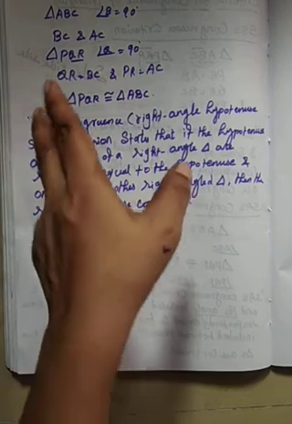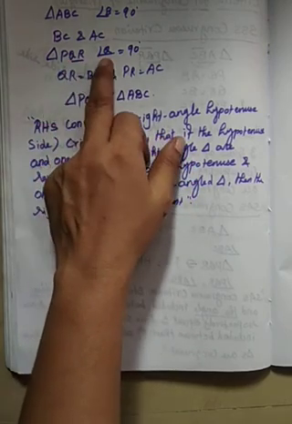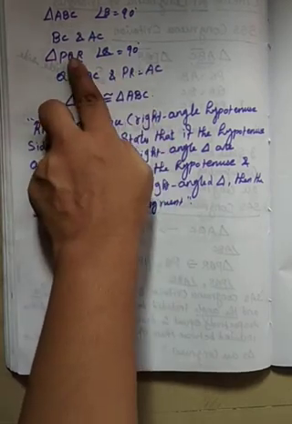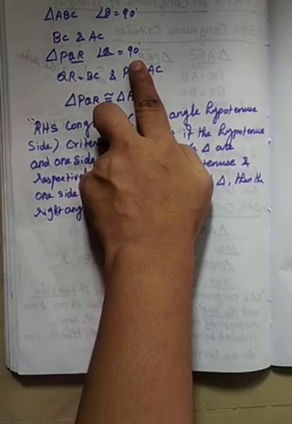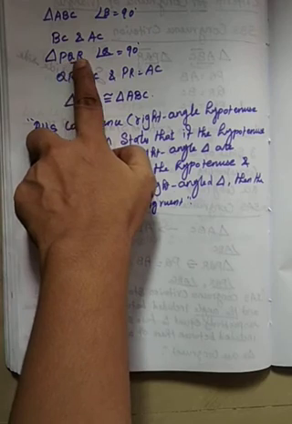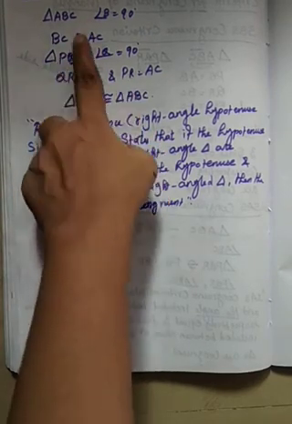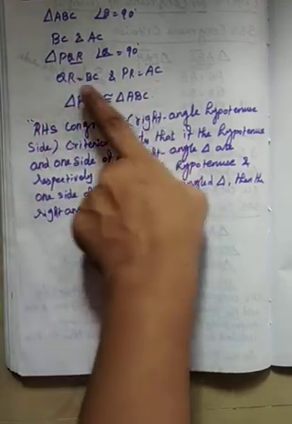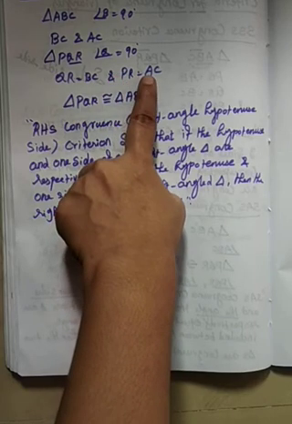Now we have to construct another triangle PQR in which angle Q equal to 90 degrees. See here, B equal to 90 degrees, and in this one, Q equal to 90 degrees. So QR equal to BC, second and third. Here also you can take second and third. And then PR, first and third. Here also you can take first and third. So QR equal to BC and PR equal to AC.